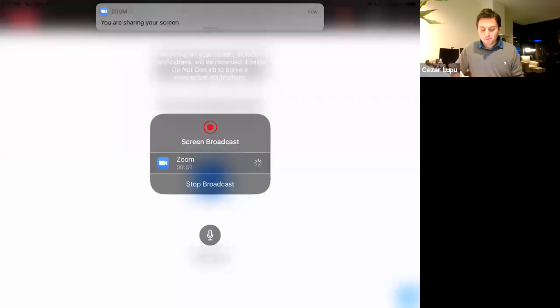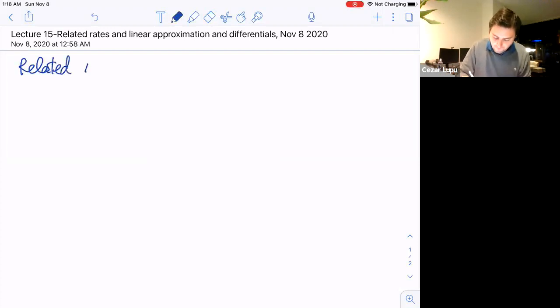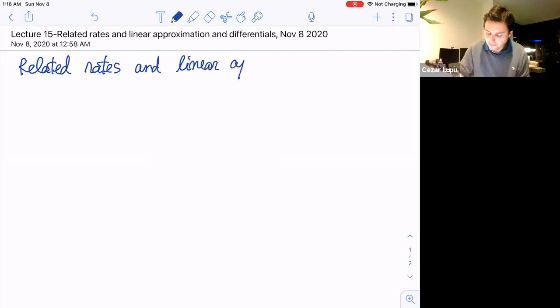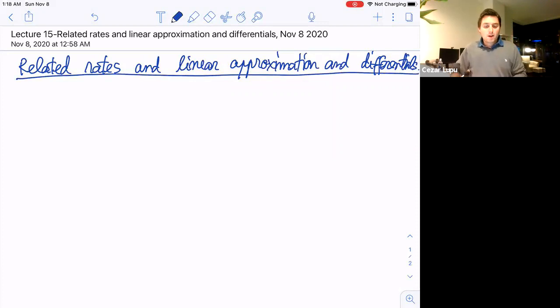We will see some real-world applications of derivatives. And let me just say a few words about what this is all about. So let me write related rates and linear approximation and differentials. Okay, so we'll cover these three things. And let me start first with solving related rates problems.